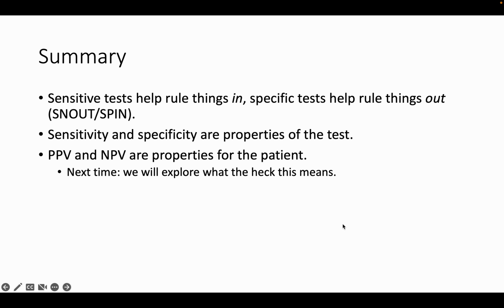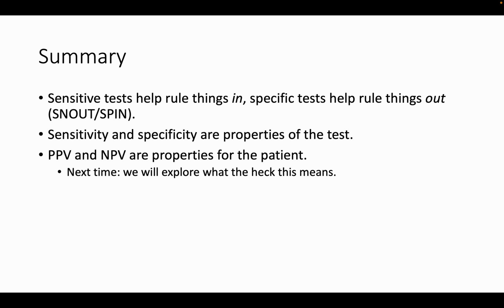Another thing that's really important to understand, and I think I remember Dr. Walters talking about this, sensitivity and specificity are properties of the test. Positive and negative predictive values are properties for the patient, right? You're going to get a positive or a negative test, and that will inform you how likely is this patient to have the disease.